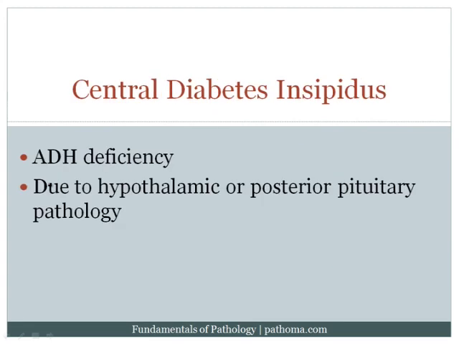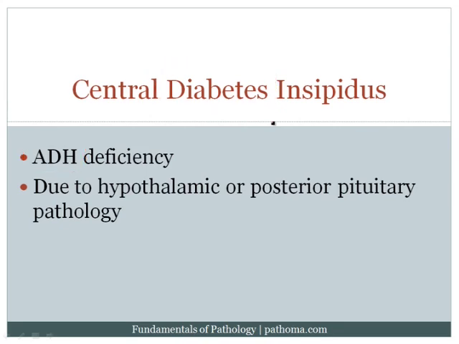The first disorder is central diabetes insipidus. Remember that the word diabetes refers to the fact that someone is urinating too much, and the reason that they're urinating too much is because they have an ADH deficiency. Now, just listen to the words, antidiuretic hormone. So when you have antidiuretic hormone, you will not diurese, you will not urinate. However, if you're lacking antidiuretic hormone, then you will diurese and you'll get diabetes, which is to urinate too much.